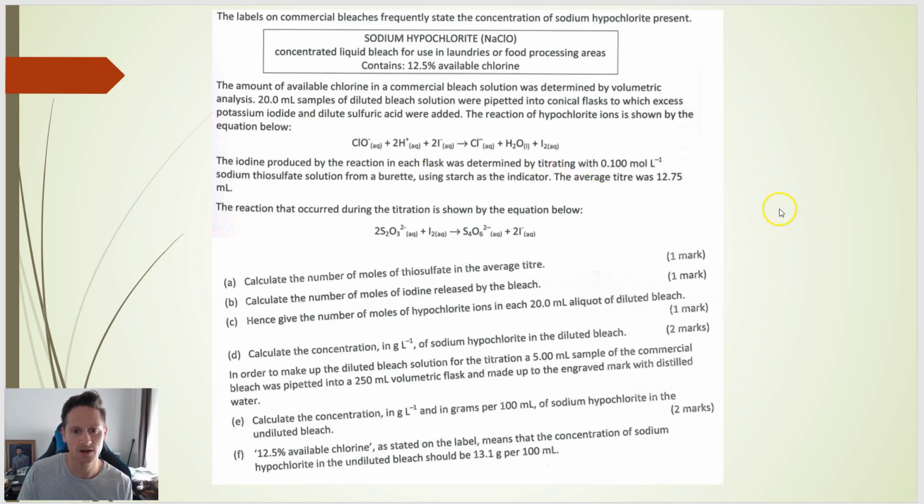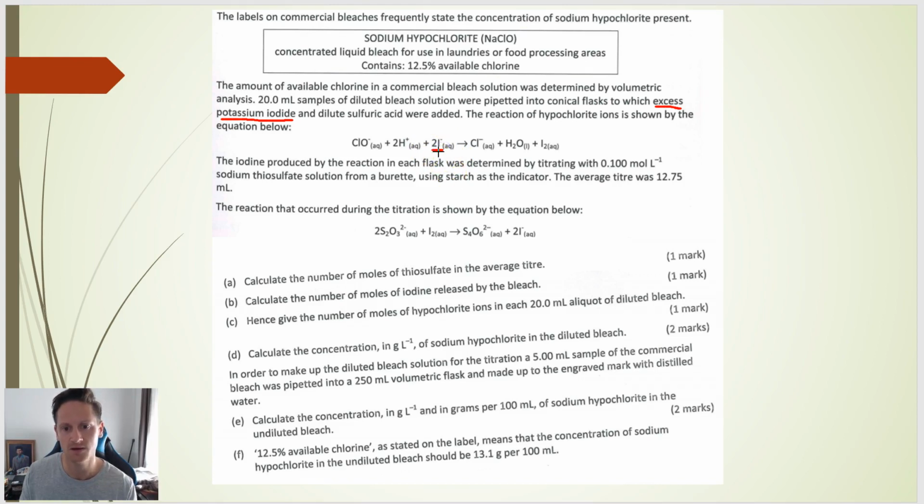The amount of available chlorine in a commercial bleach solution was determined by volumetric analysis. 20 mL samples of the diluted bleach solution were pipetted into conical flasks, to which excess potassium iodide and dilute sulfuric acid were added. It's really important to underline the important parts here. So excess potassium iodide. If you look at the equation, where is the potassium iodide? There's no potassium in here. It's an ionic equation, so potassium is a spectator ion.